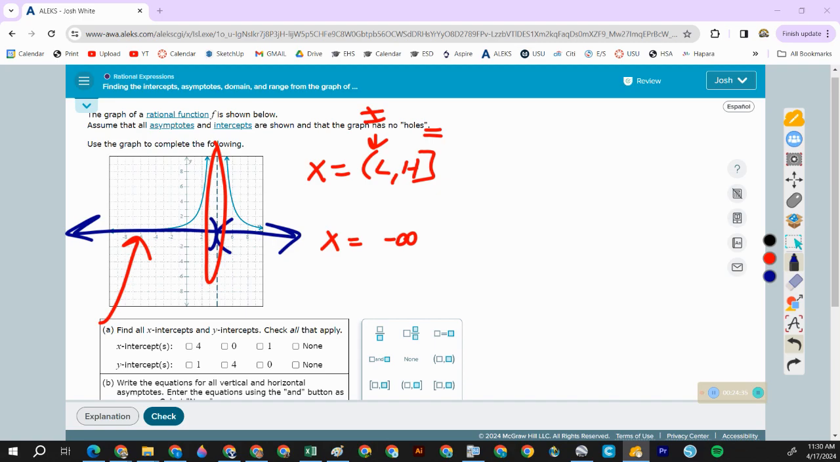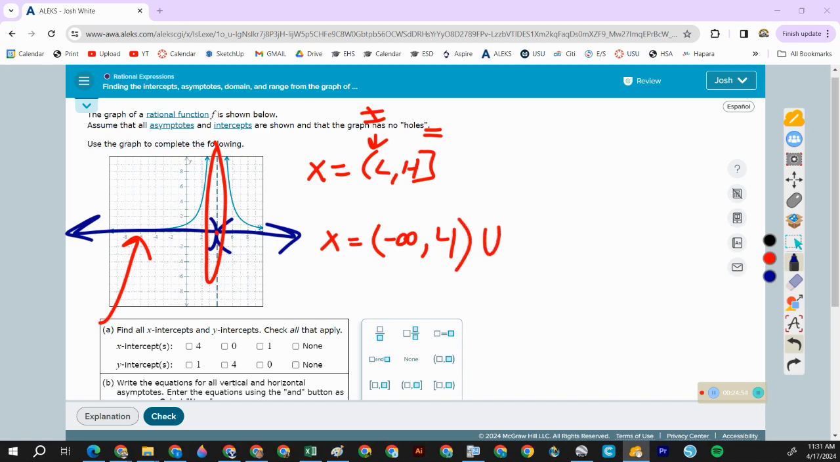Can we get to negative infinity? No, so it's not equal, so it gets a parenthesis, okay? The right side of this is 4. Does 4 count? No. 4 is where the asymptote is, so we cannot equal 4.